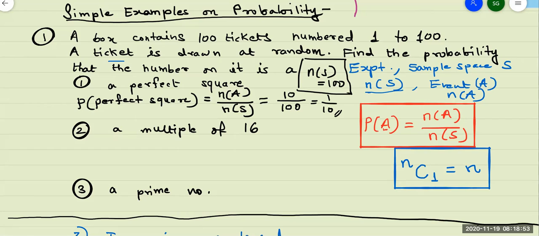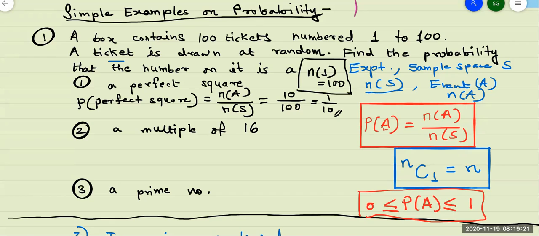Please remember one very important point before we solve more examples on probability: the probability of any event always lies between 0 and 1. So in any problem you are solving, you will never ever get a negative answer, and you will never ever get an answer more than 1. Keep this in your mind always.